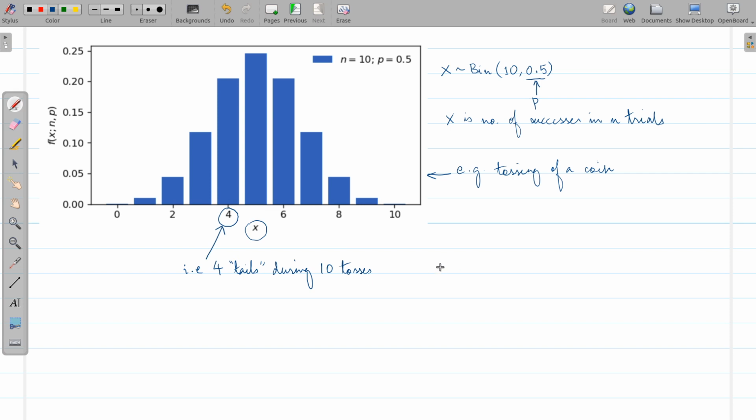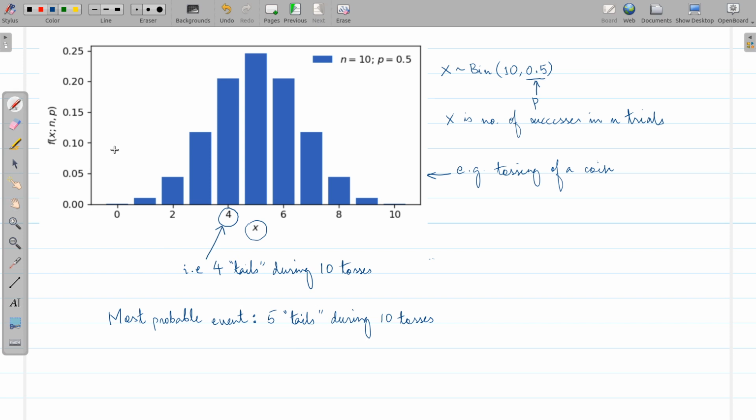So what is the most probable result that you expect when you toss a coin 10 times? When I say 50-50 chance, what is the most probable event? Most probably, if you toss a coin 10 times, you will get 5 tails, right? Agree, everyone? 5 tails during 10 tosses. Correct, everyone?